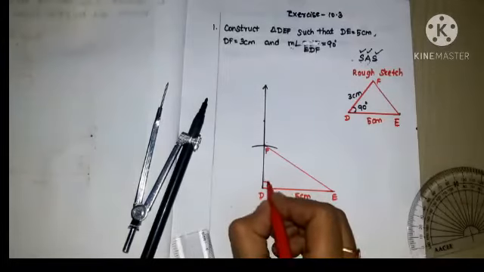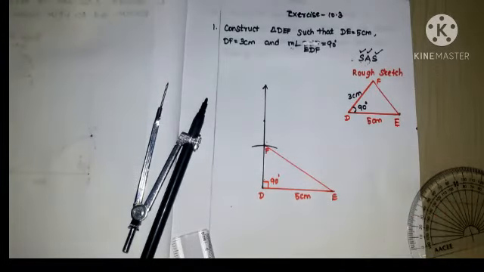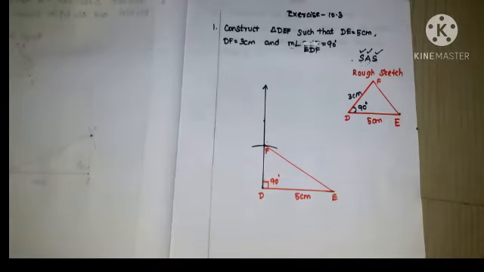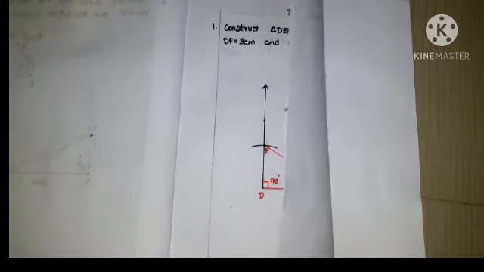So this angle should be 90 degrees. Yes, here we have the triangle DEF as a right angle triangle. Now I move on to the next problem. In the next problem, they have given it in the question itself.